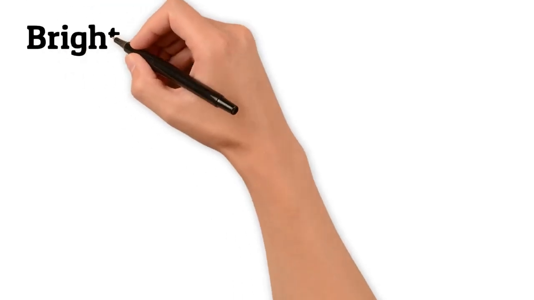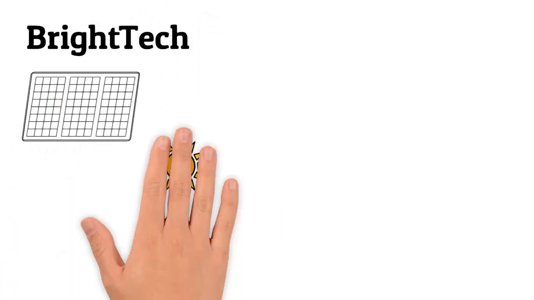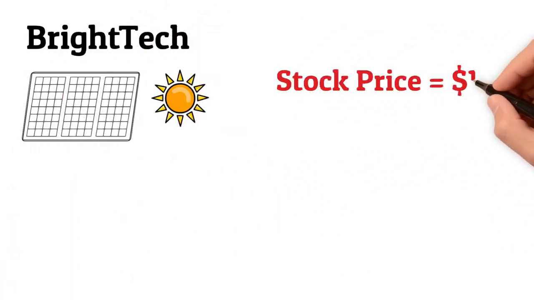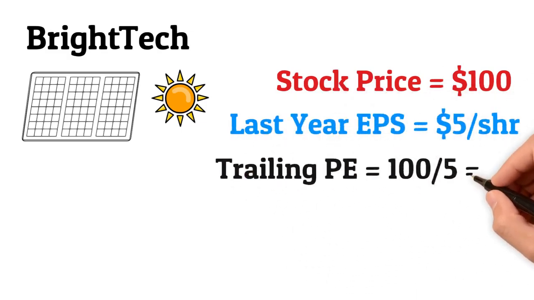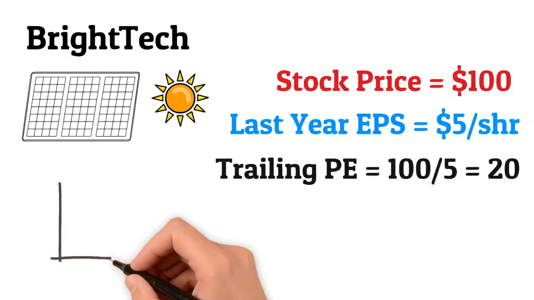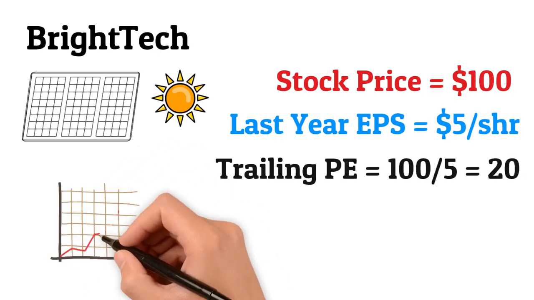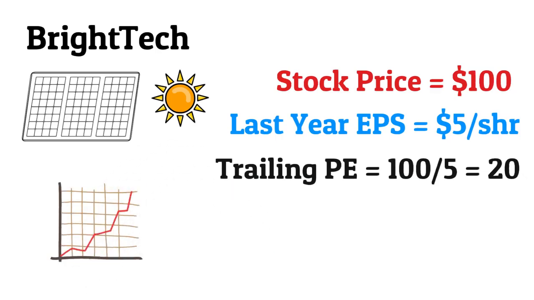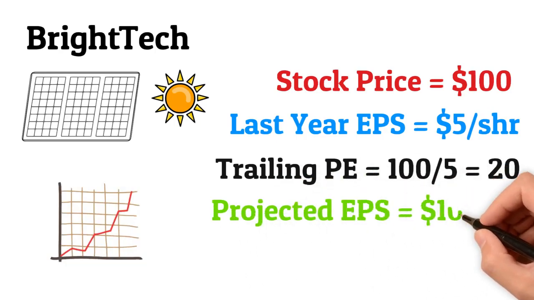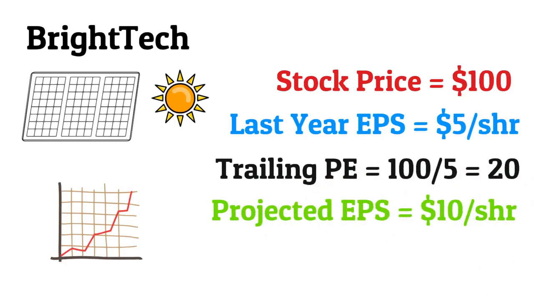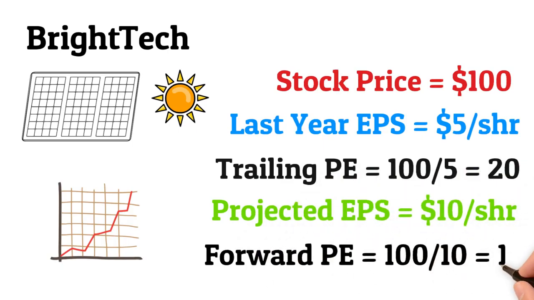Imagine a company called Bright, which manufactures solar panels. The stock price is $100 and the last year's earnings per share are $5. Trailing PE is 20. Now, analysts predict that Bright's earnings will increase in the next year due to higher demand and improved efficiency. The projected EPS for the next 12 months is $10, so the forward PE is 10.